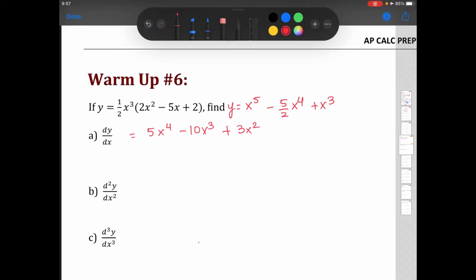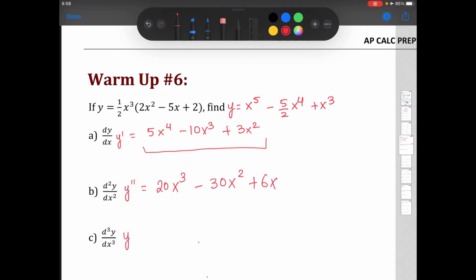So now you want to take the second derivative. If you're taking the second derivative, this is what it means: you're going to go to the first derivative. If I was to write in terms of y, it would be y prime. This would be y double prime, which is another way of writing the second derivative. So 4 times 5 is 20x to the third minus 30x squared plus 6x. So that's your second derivative.